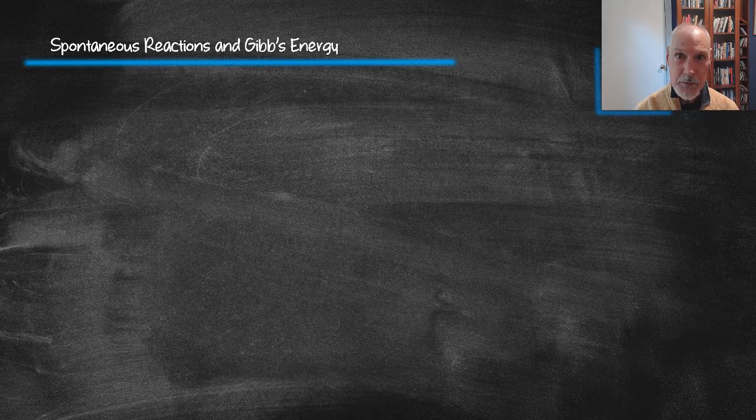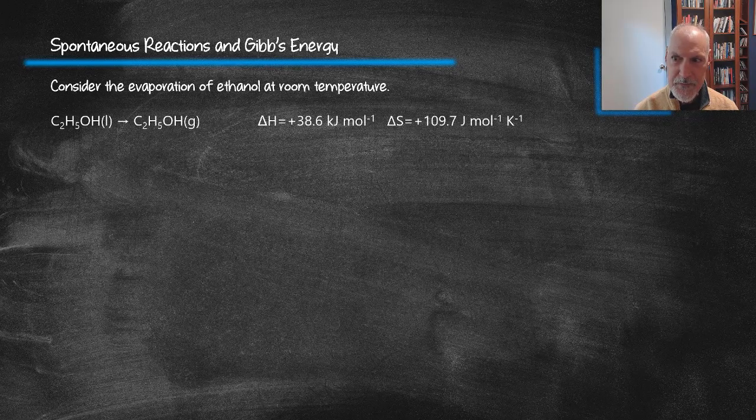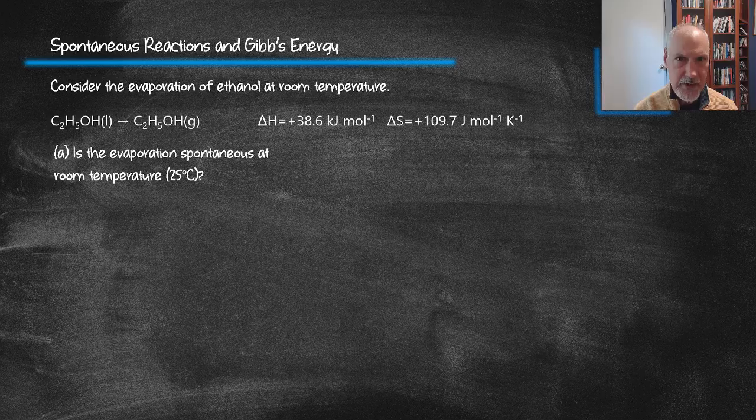I'd like to look at an example that uses these equations. Consider the evaporation of ethanol at room temperature. Both factors are positive. So in this situation, the enthalpy change is not in favor, but the entropy change is. So this would be spontaneous at high temperatures. Is 25 degrees Celsius high enough? Well, let's turn to this equation to solve that.